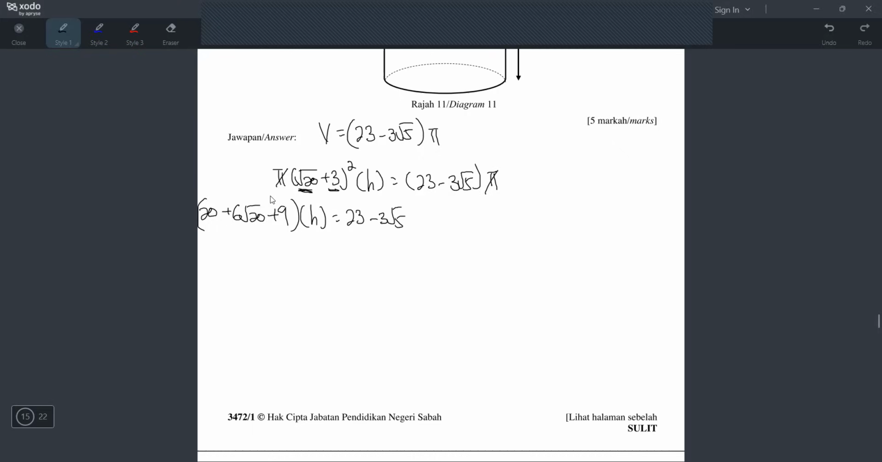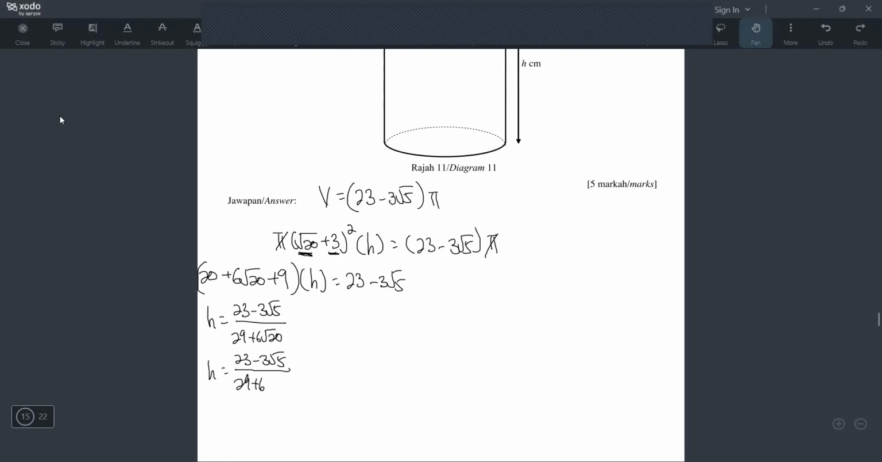The pi already potong. Okay, how to find what h? H equals 23 minus 3 square root 5 over this whole thing. Okay, this one 20 plus 9, you can do it quickly. It's 29 plus 6 square root 20. Okay, but square root 20, actually you can simplify. So 23 minus 3 square root 5 over 29 plus 6 square root 20 is actually what?